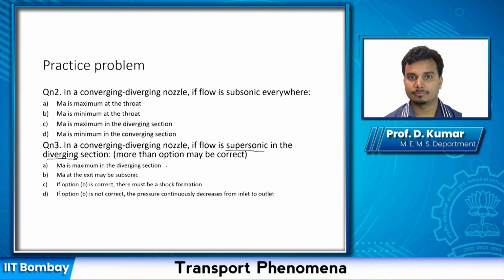Mach is maximum in the diverging section. Mach at the exit may be subsonic. If option B is correct, there must be shock formation. If option B is not correct, the pressure continuously decreases from inlet to outlet. So what can you say? More than one option may be correct. Okay. So based on the discussion we just had, you should be able to answer this.